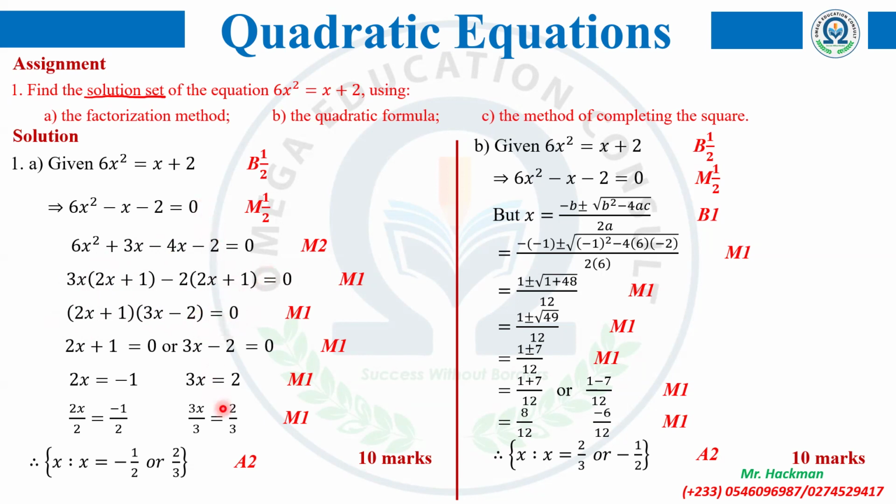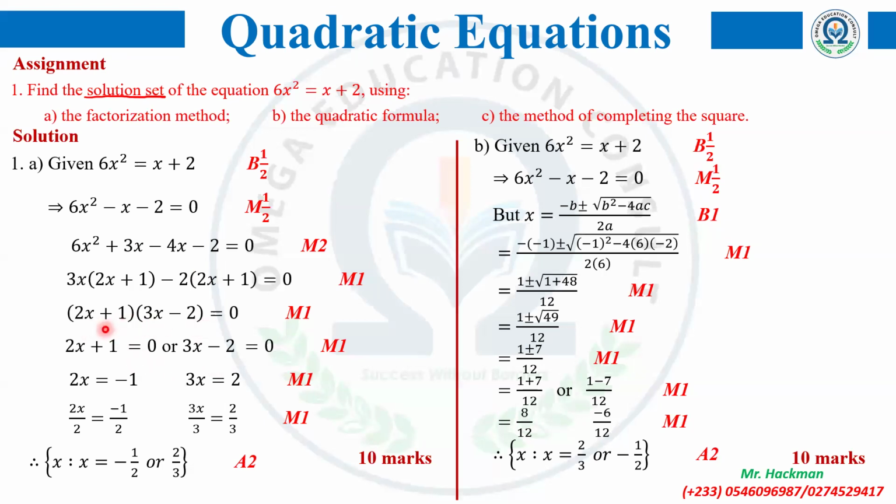At every stage, you should be dealing with an equation. So anywhere within your steps that you don't see equal to 0, you don't see an equation, but you see an expression, you are doomed. All right. So at this point, for your factorization, you can see the marks allotted.